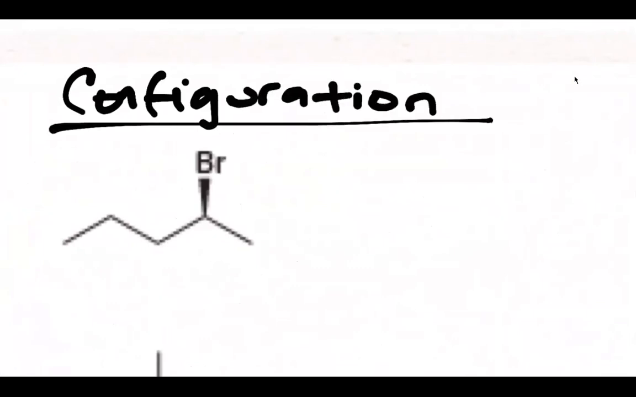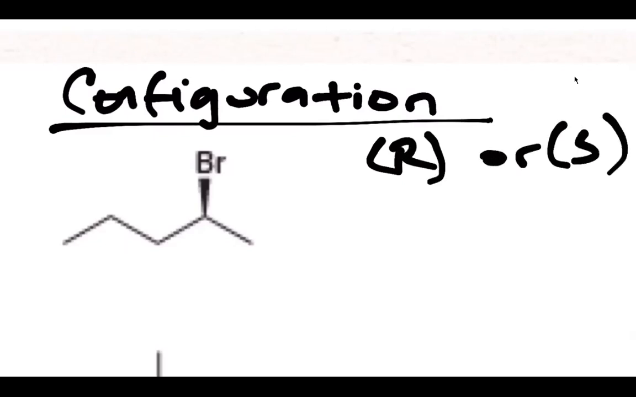So when we talk about the configuration of a chiral center, what we're talking about is whether it's right-handed or left-handed, R or S. That is the handedness, or the 3D orientation of a stereo center. If it's R or S, that's going to be determined by the priority of the groups.